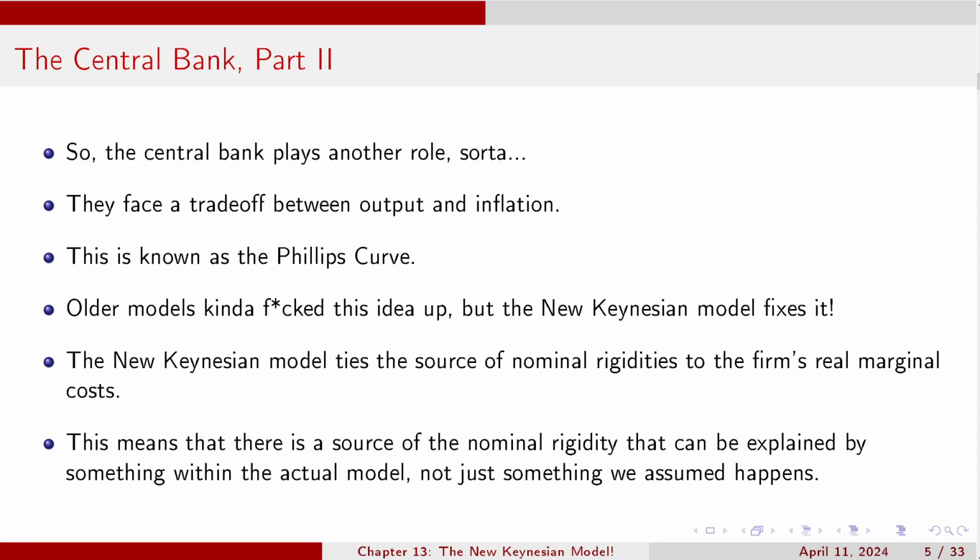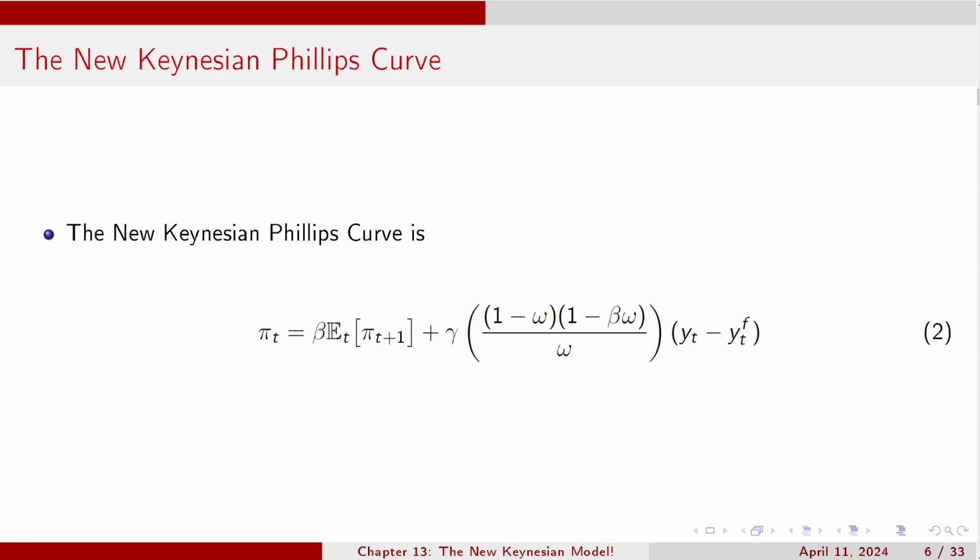And that's something that's known as the Phillips curve. Now, other models screwed this idea up a little bit. Some were good, some were not quite so good. But, and this is where maybe my personal bias comes in, the new Keynesian model fixes it quite a bit, because it ties that source of nominal rigidities to the firm's real marginal costs, which gives me a source of nominal rigidities that are explained by something actually within the model, not just something that we sort of ad hoc assume after the fact. So we get something that's known as the new Keynesian Phillips curve.